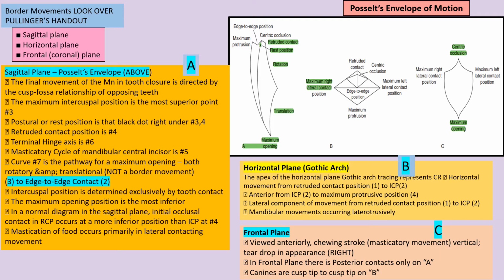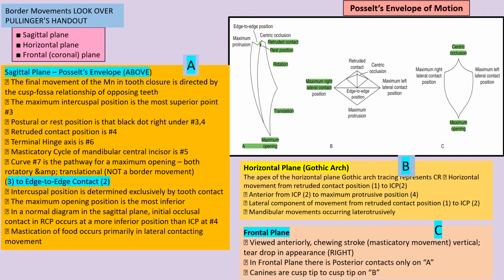Now the curve in the center of the envelope of motion is the normal chewing cycle. It does not come in the border movements of the mandible. So we know the intercuspal position or centric occlusion is an entirely tooth guided position. Centric relation is ligament guided, and rest position is a postural position that is muscle guided.